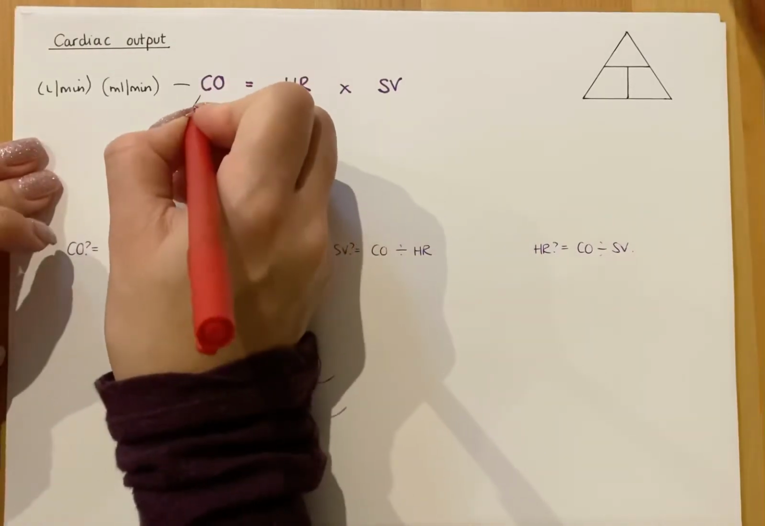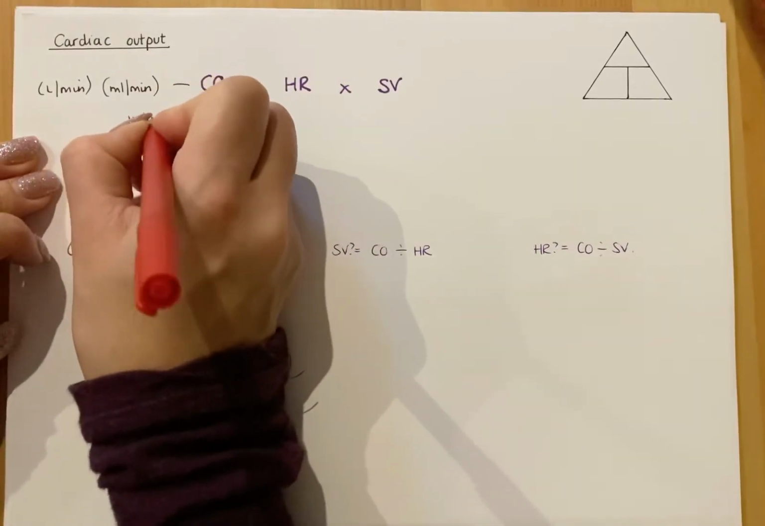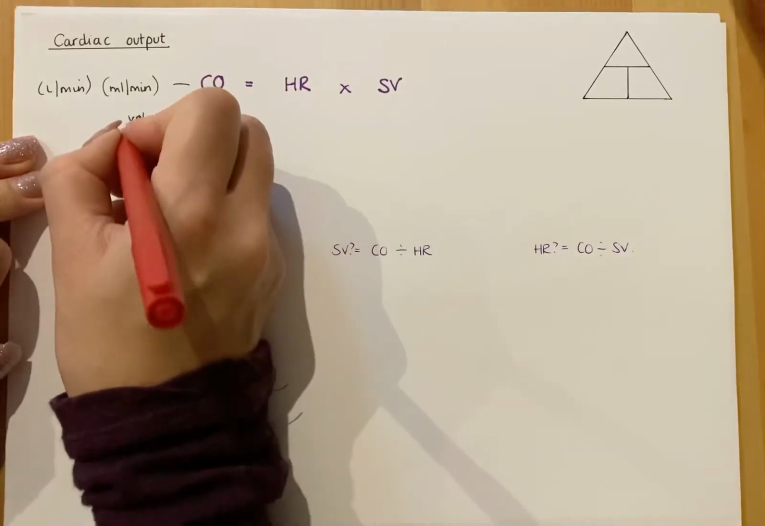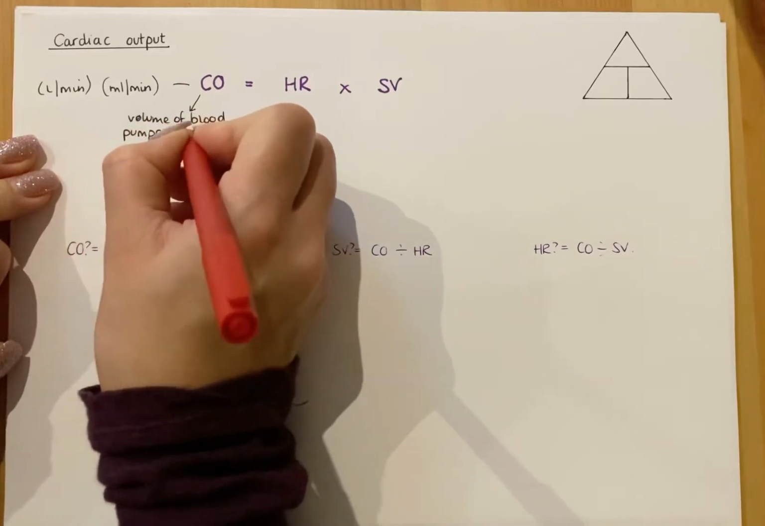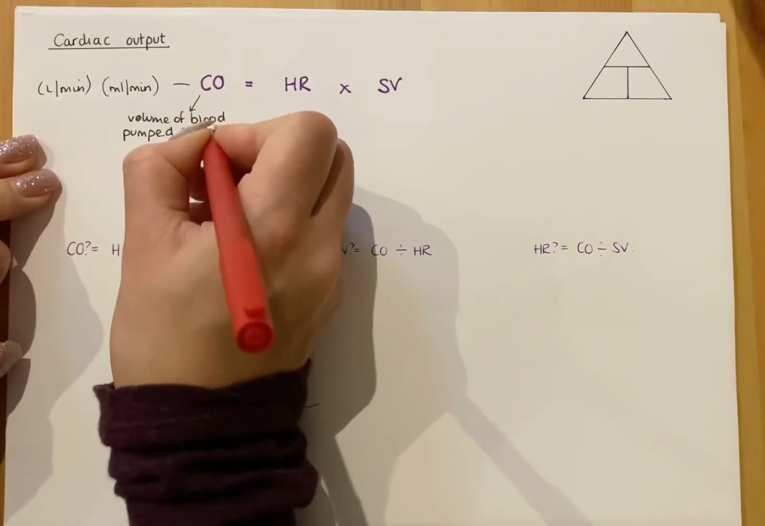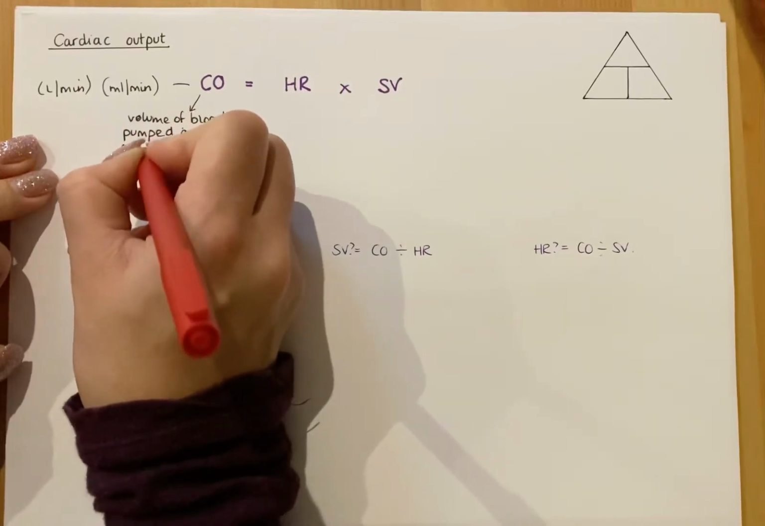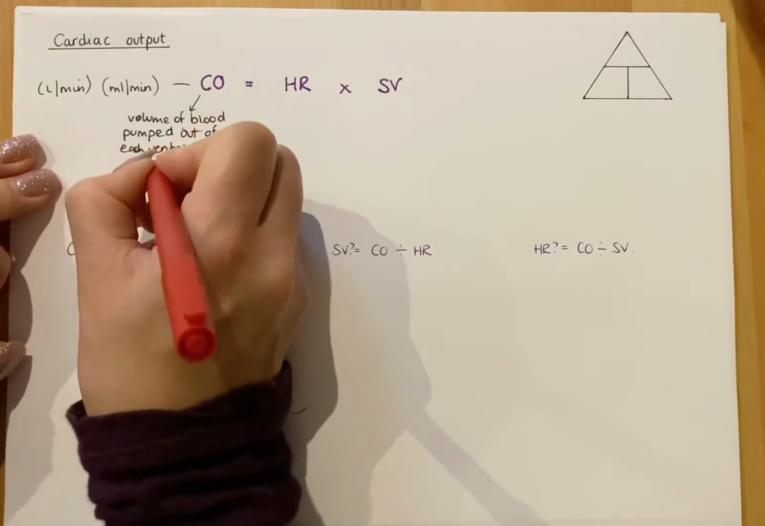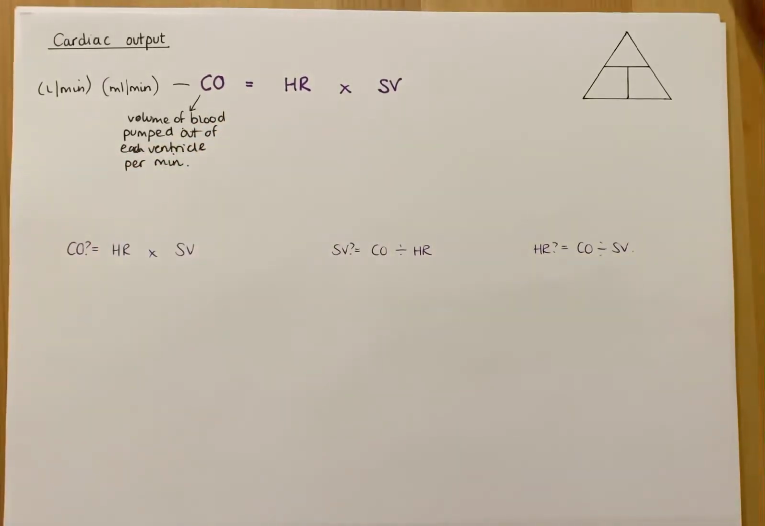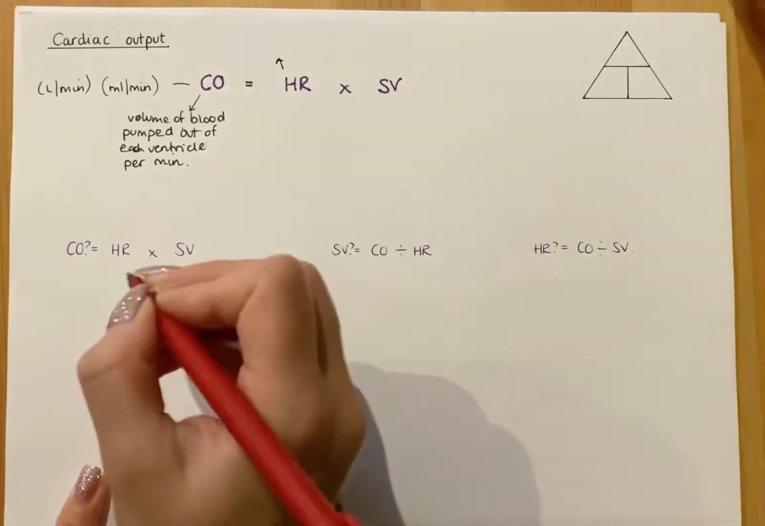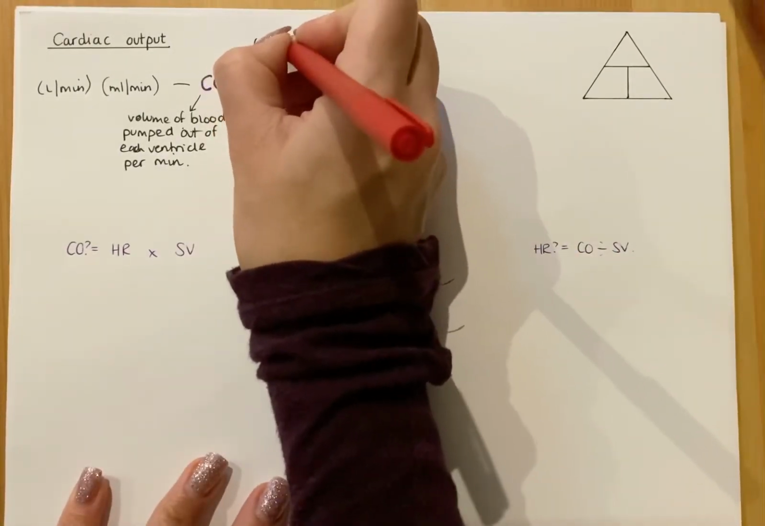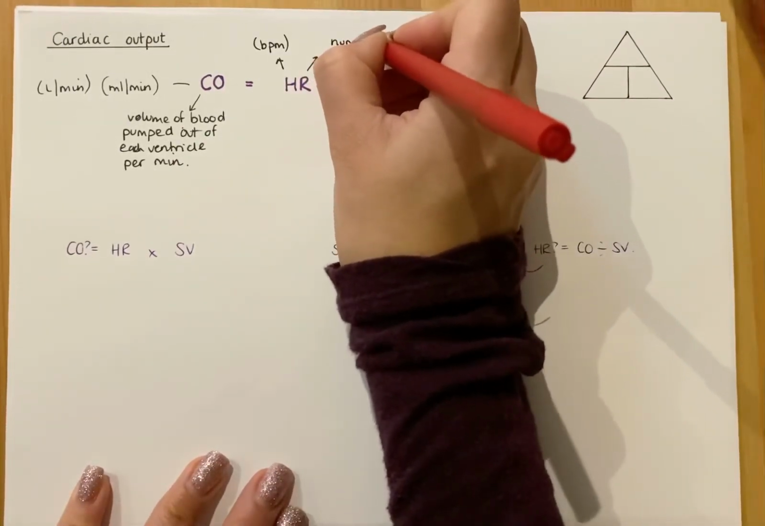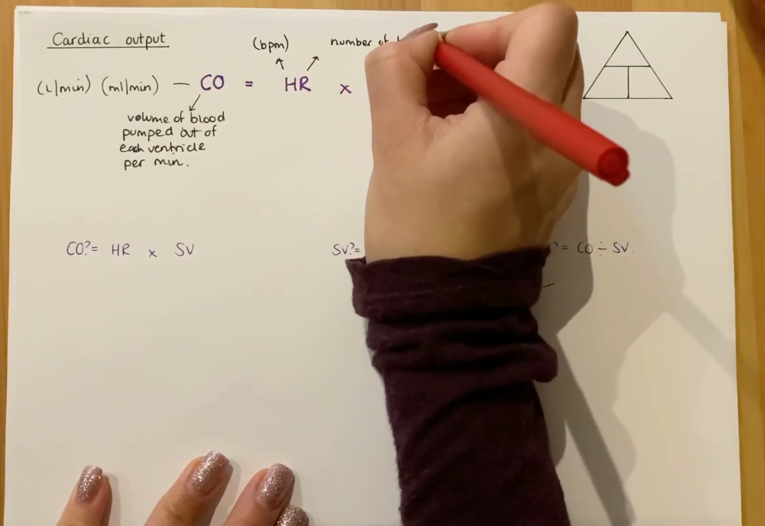Right, and cardiac output is the volume of blood which is pumped out of the heart, or pumped through the ventricles. So pumped out of each ventricle. And specifically it's per minute. Okay, now heart rate, we should know, is measured in BPM, which is beats per minute. And the heart rate is very simply just the number of beats per minute.